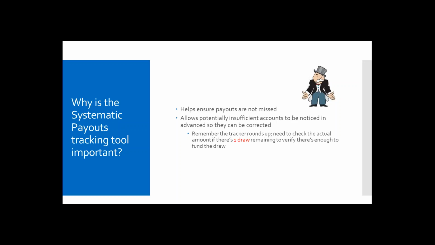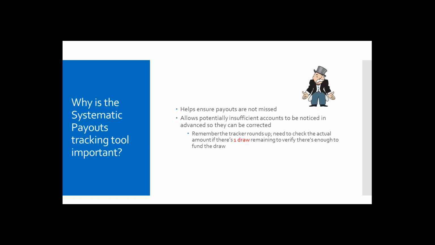And something that I want to make sure that everyone is well aware of is that the tracker rounds up. So you need to check the actual cash balance amount if you see that there's one draw remaining. So if draws remaining shows 1.0, you want to verify there's enough to fund the draw. Because if the draw is for $1,000 and there's $995 in the account, the tracker will round up, but the payout wouldn't go because it would be $5 short.